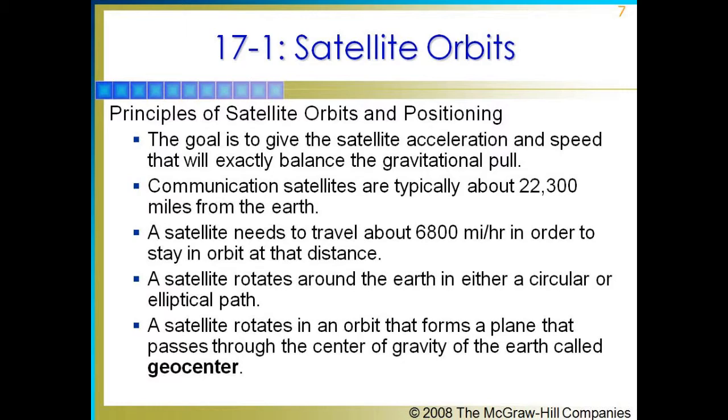Communication satellites are usually much farther from the Earth. A typical distance is 22,300 miles. A satellite may travel only about 6,800 miles per hour to stay in orbit at that distance. At this speed, the satellite rotates about the Earth in approximately 24 hours, the Earth's own rotational time.